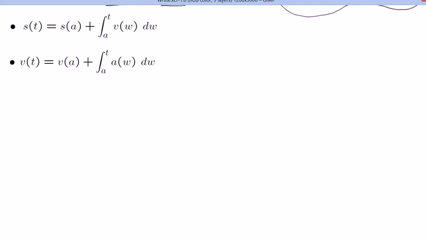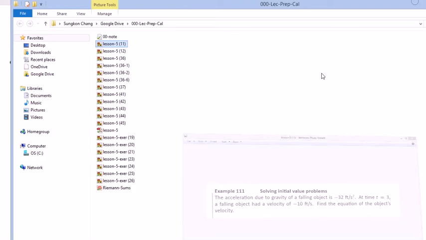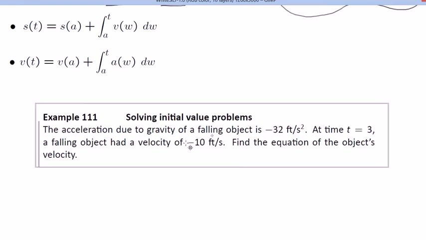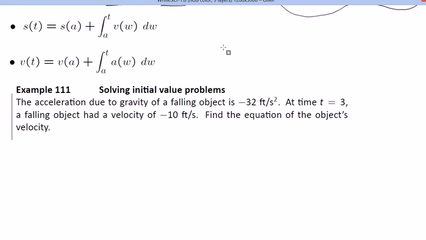All right. Let's look at the old problem and solve it in a slightly different way. This was the initial value problem. And the way we solve this problem is that we calculate the antiderivative in general, which involves plus c, right? So let's read this problem together. Acceleration due to gravity is a constant function. No matter what your t is, it's always negative 32. And we have an initial condition at 3 seconds.